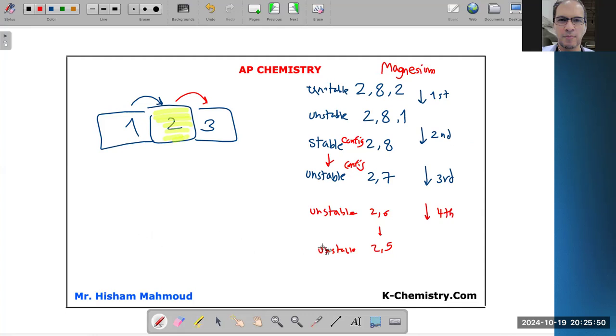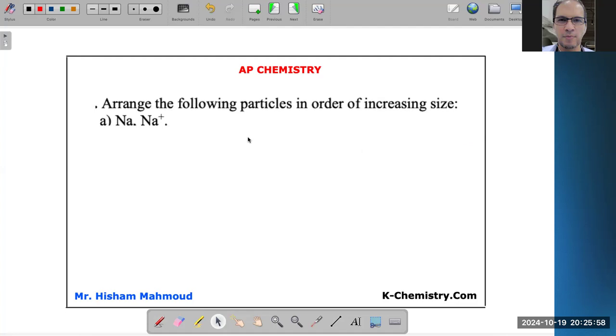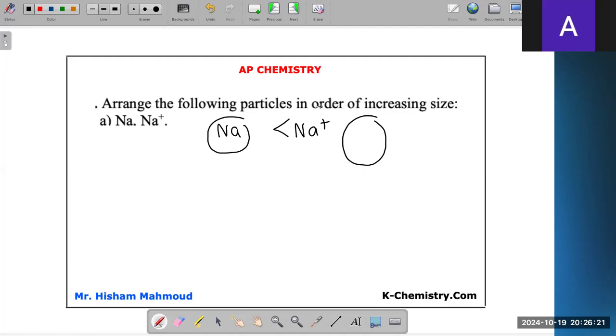Now, I need to arrange the following particles in order of increasing size. Which one has the biggest size? Increasing size. Is it sodium or Na plus? Na plus. Does Na plus have a bigger size or a smaller size? What do you think? Bigger. Why is it a bigger size? You are saying that it is a bigger size than Na. Why is it bigger? Because it lost an electron. When it loses an electron and you have the same nuclear charge, what happens?